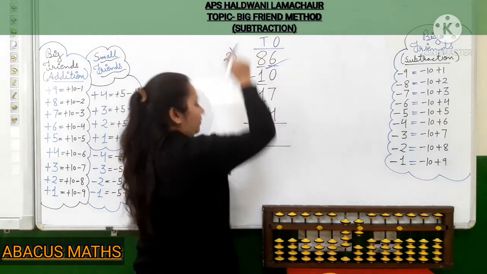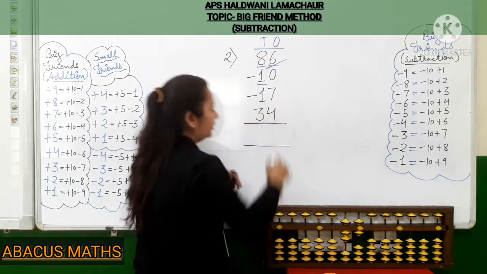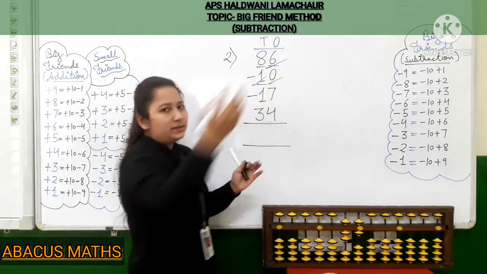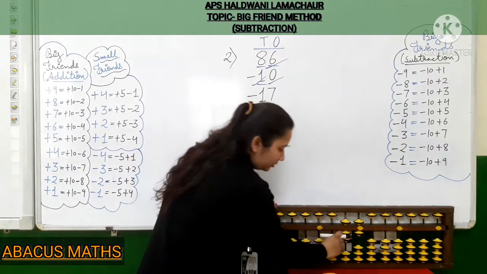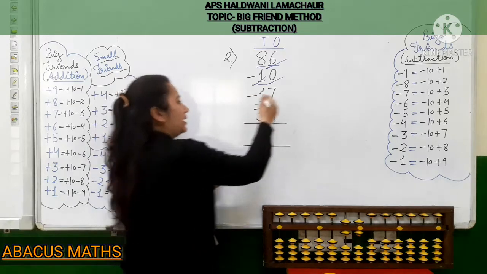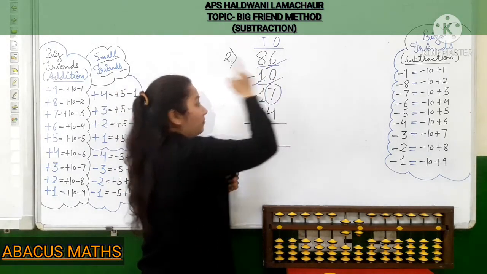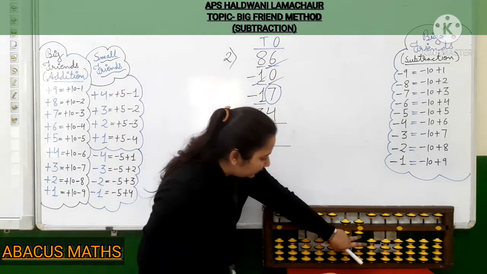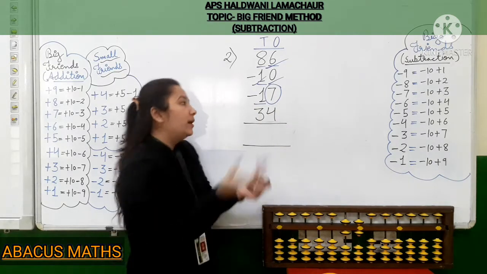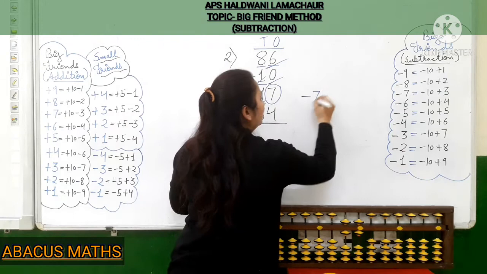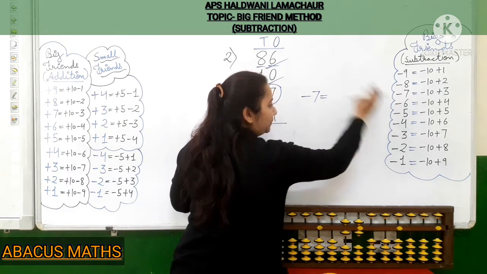Next, minus 1 from 10. Minus 1 is done. 0, 0 means nothing. Next, minus 1 from tens rod. Next, minus 7 from one's rod. Now you can see in one's rod we have added only 6. So how will you minus 7? Now for minus 7, use the big friend subtraction formula.